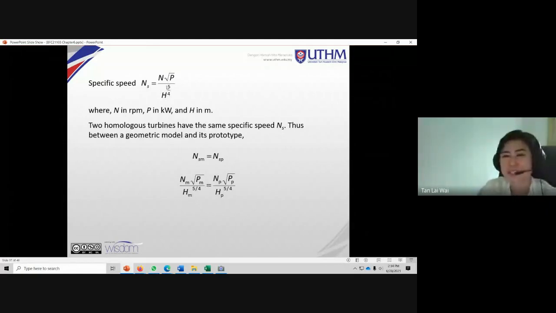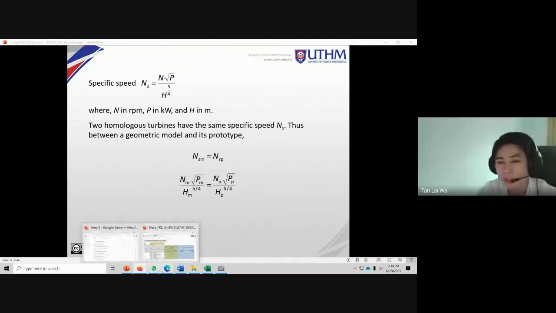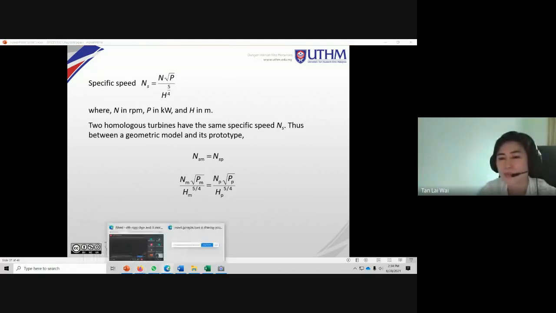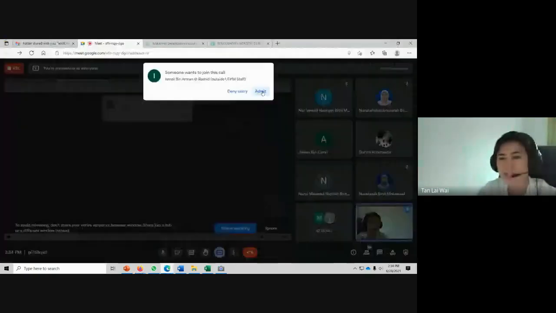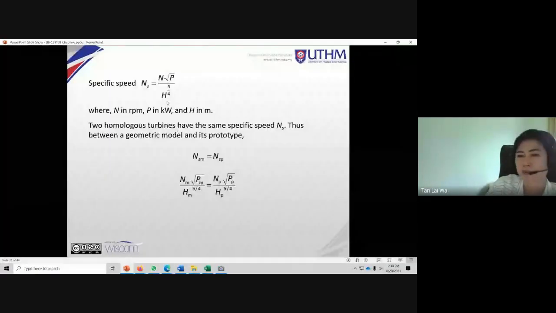So this is the formula, specific speed for turbine. Be careful of the unit, where N is in RPM, H is in meter, but the power is actually in kilowatt, not just watt. So you have to be careful when you are using this specific speed formula. When you are calculating it, the power should be in terms of kilowatt.